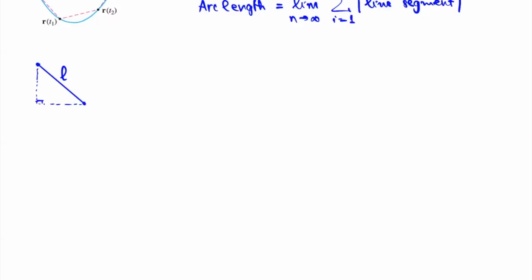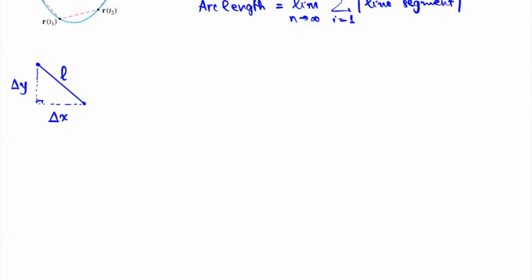I'm going to have a right triangle. The base is going to be called delta X, and the vertical line is called delta Y. Right, so delta X is just the change in X, delta Y is just the change in Y. Remember, we're talking about the distance between 2 points. That's what we're going to do now.